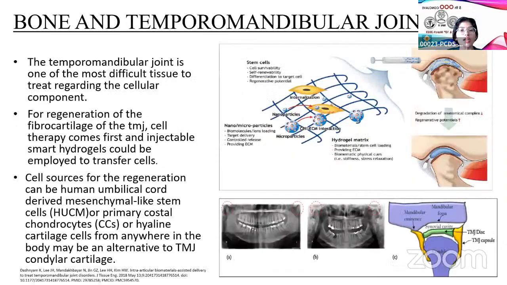We'll move on to the temporomandibular joint. Regeneration of the fibrocartilage of the temporomandibular joint is difficult, as hydrogel, when injected, increases the viscosity when cells are incorporated. So flowable hydrogels are injected, and when it comes in contact with the human body at 37 degrees Celsius, it is converted into the gel form.